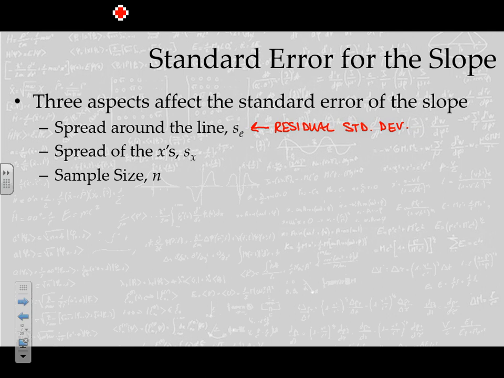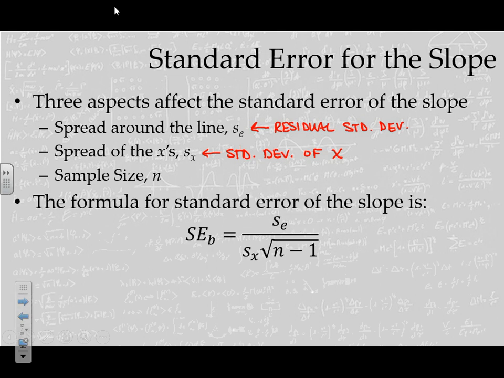There's the spread around our x values. So this Sx is the standard deviation of just my x list. So if I look at the standard deviation of just my x variable, that's that Sx. And then the sample size will also play a role in the standard error. So when you put it all together, this would be the formula to calculate standard error.